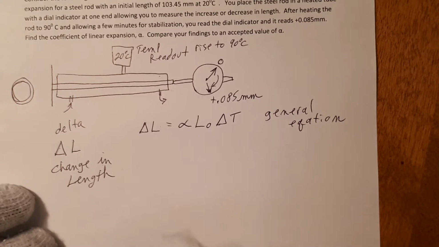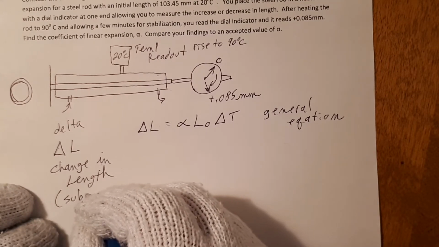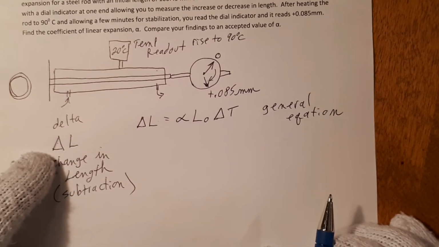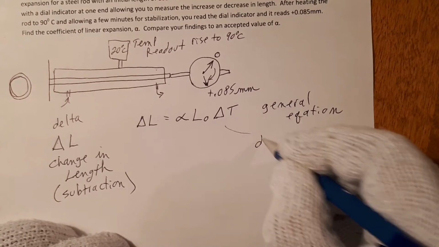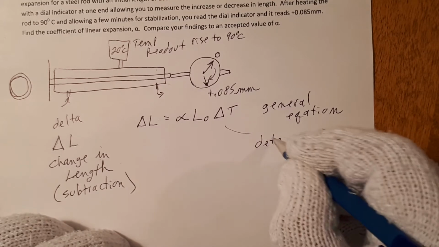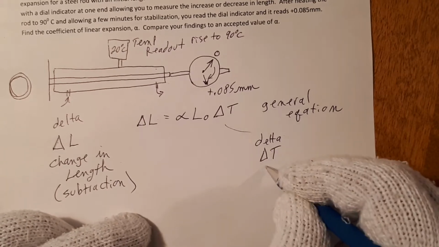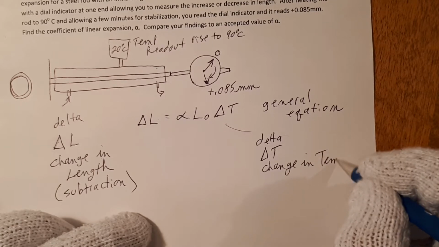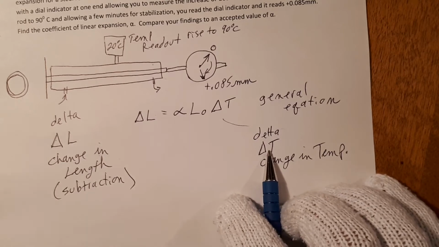And this is a subtraction. Some kind of a subtraction is going to occur here. That's what that delta means. A subtraction has occurred. And if we look at delta T, it's the same thing. That's the triangle delta, and T represents temperature, so this is the change in temperature. Again, this will be a subtraction.